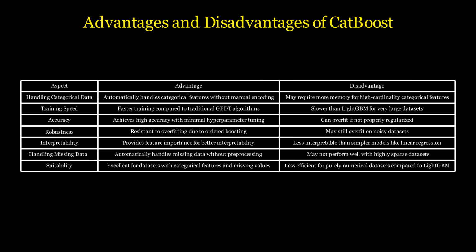CatBoost automatically handles missing data without requiring preprocessing, making it convenient for real-world datasets. However, it may not perform well with highly sparse datasets. CatBoost is excellent for datasets with categorical features and missing values, making it a strong choice for real-world applications. However, for purely numerical datasets, it may be less efficient compared to LightGBM.